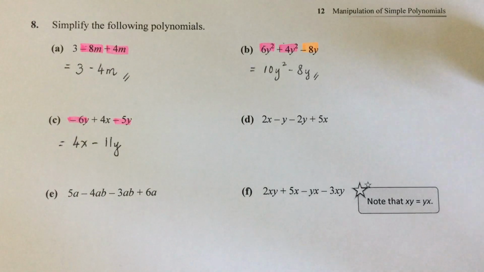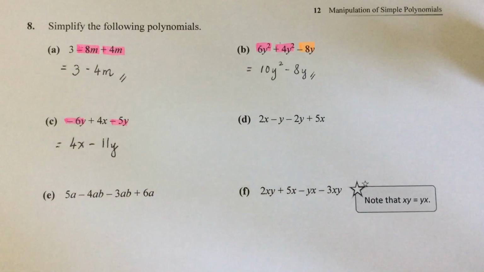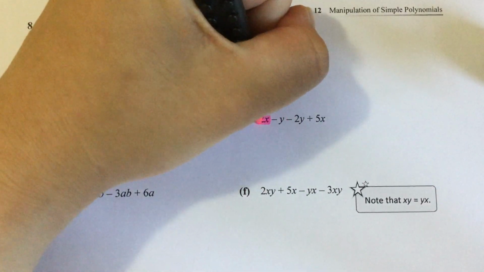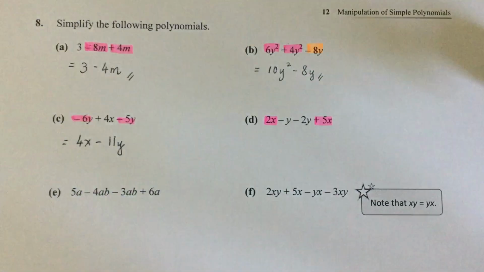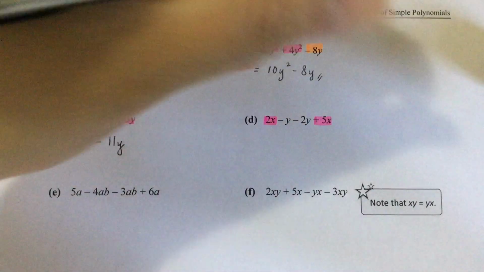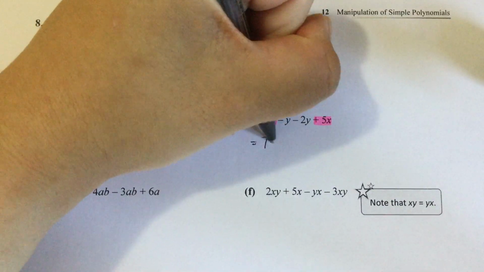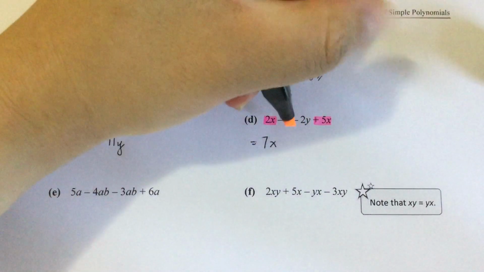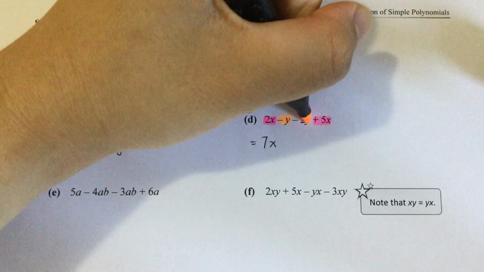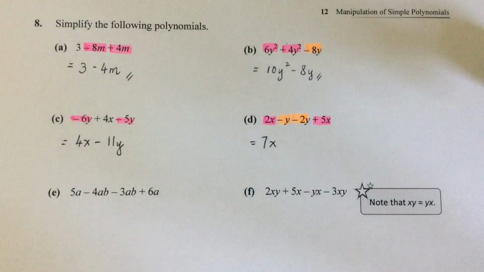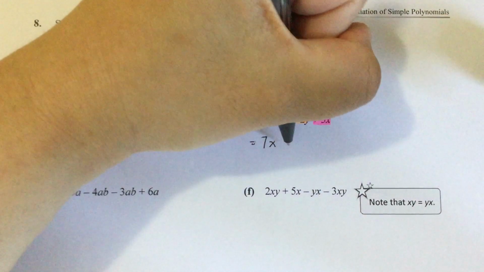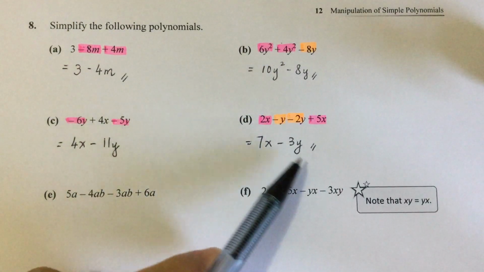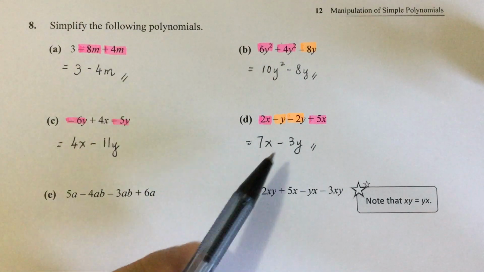For part D, you will see two unknowns, so it's very tricky. Let's do it one by one. We have 2x and plus 5x. These two are like terms so we can add them together, and the answer is 7x. Next, we have negative y and negative 2y. These two can also be calculated, so this is negative 3y. So we finish it, because x and y are two different things so we do not do any calculation between them.